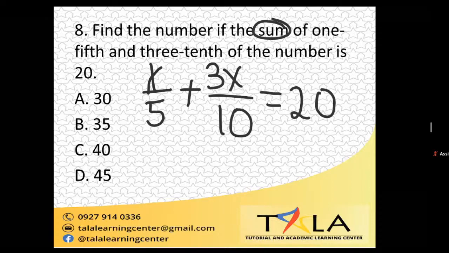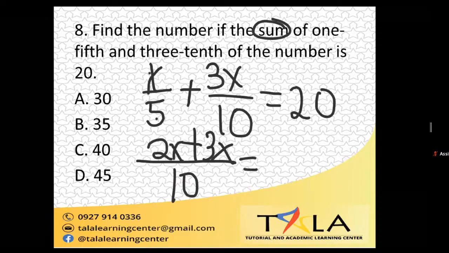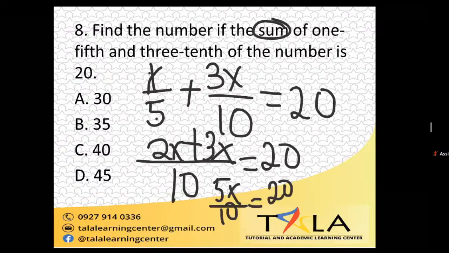Okay? So, ayusin natin. 10, dahil parehas lang naman yun. 3x. And then, that's 2 times x, 2x. 20. So, we'll have 5x over 10 equal to 20. And then, iakyat mo, multiply. So, 10 times 20, that's 200. So, 5x equal to 200. Therefore, x is 40.